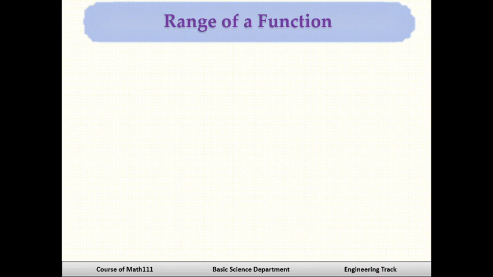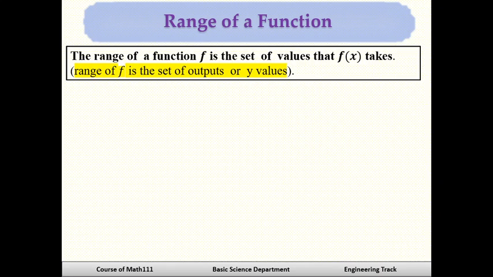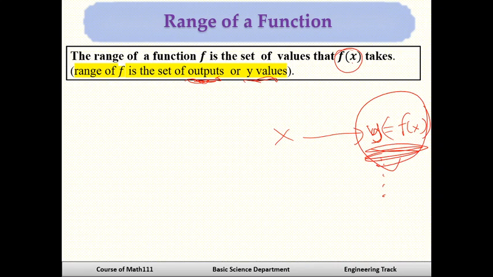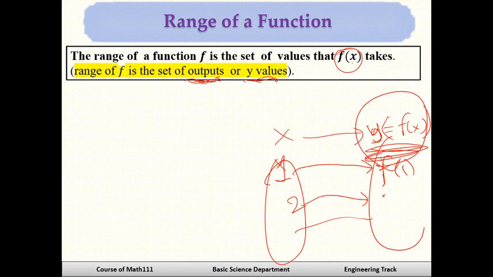Now the range of a function. The range of a function is the set of values that f(x) takes, not the x's but the f(x)'s. So it means the range of f is the set of outputs, or the y values. x goes to a y value, and this y value is equal to f(x). So we are talking about the set of y values. The only way to find them is to put in each value, find f(1), f(2), put all the values in and find the list of values, then you can have an idea about the range.